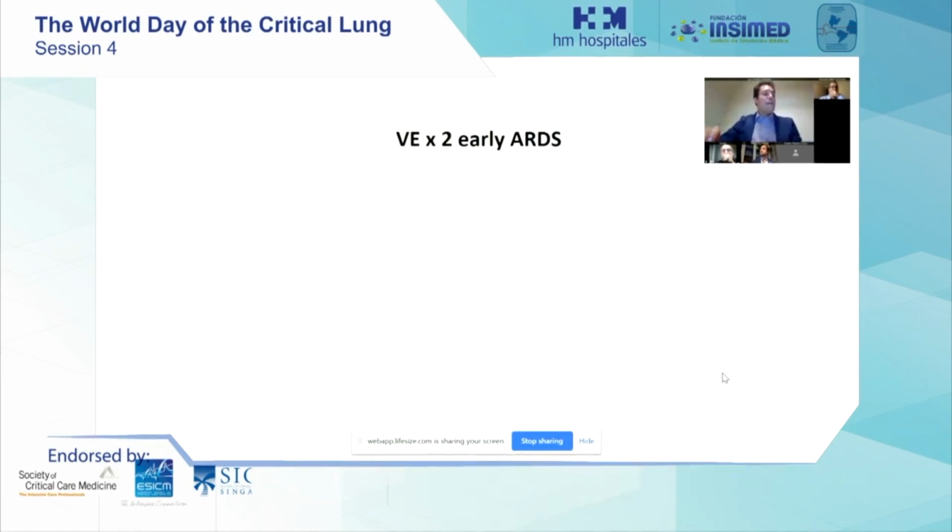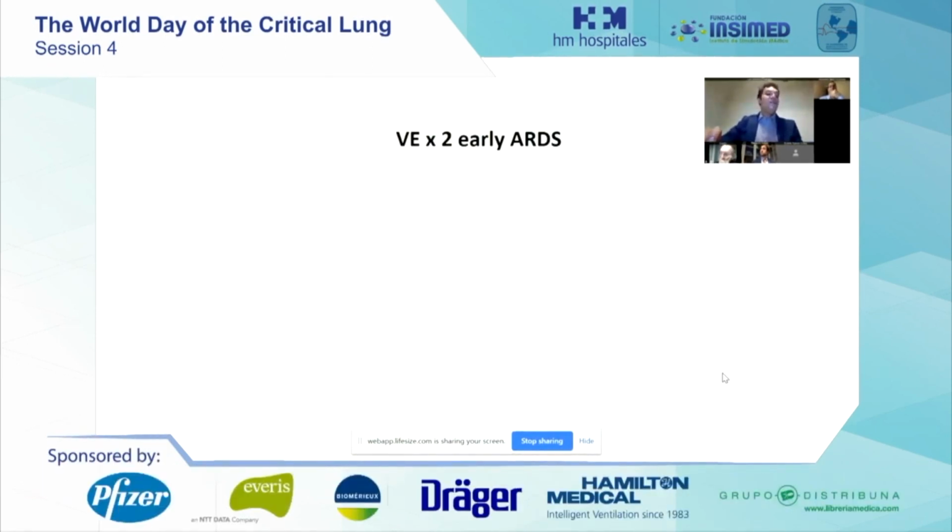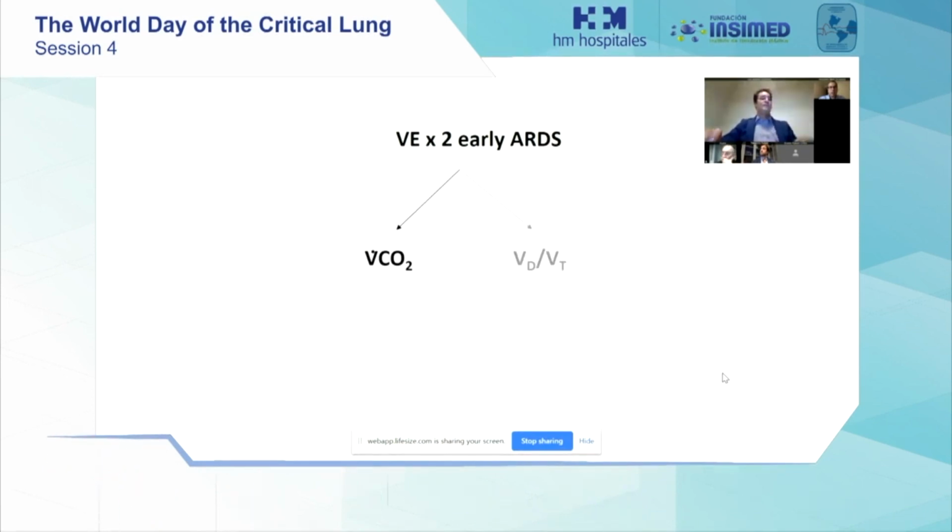But we know from the ARDS Network and other clinical trials that baseline minute ventilation is twice normal in patients with early ARDS, and the question is why? The reason may be either a marked increase in carbon dioxide production or an increase in alveolar dead space.